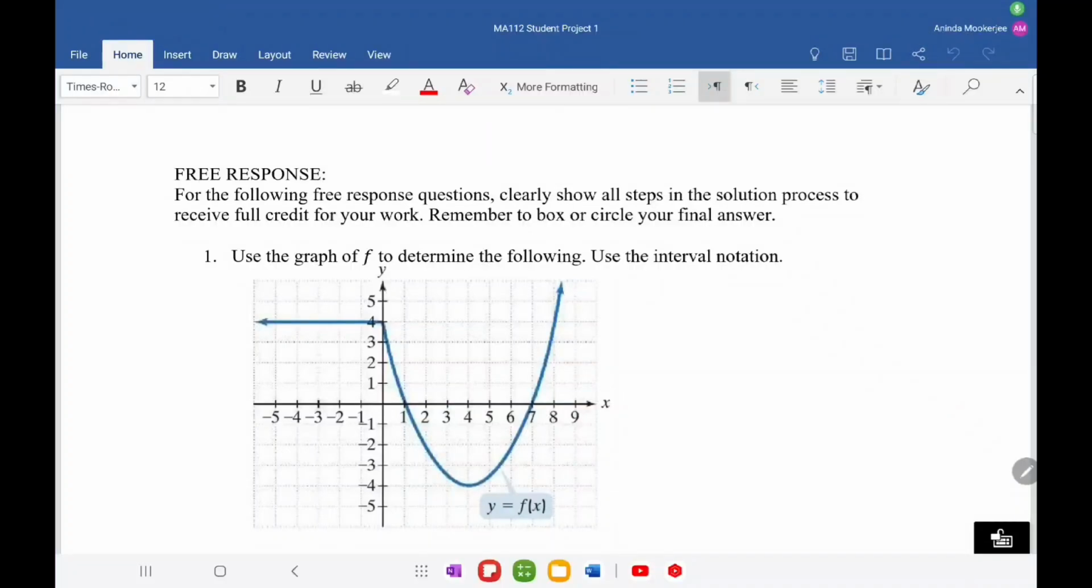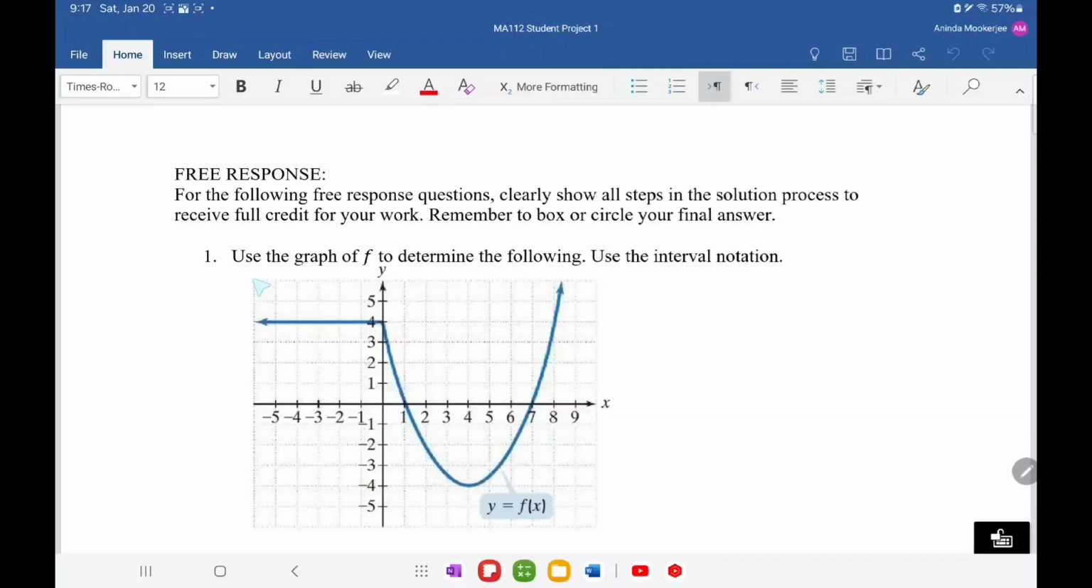Now this is part 2 of the solutions for project 1, and we will now be working through the free response questions. It's important that you show all your work, show all the steps, because there is partial credit for the steps. If you just write the final answer, you will only get a fraction of the point assigned for the whole question. So wherever it makes sense, just show as much work as you can.